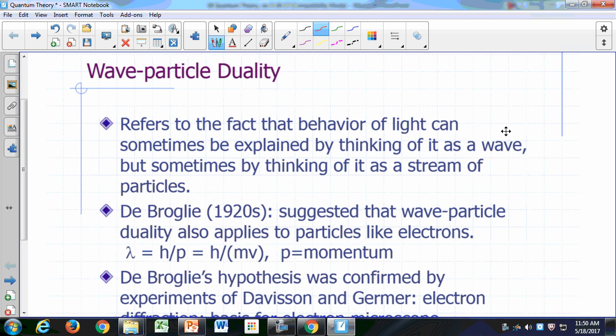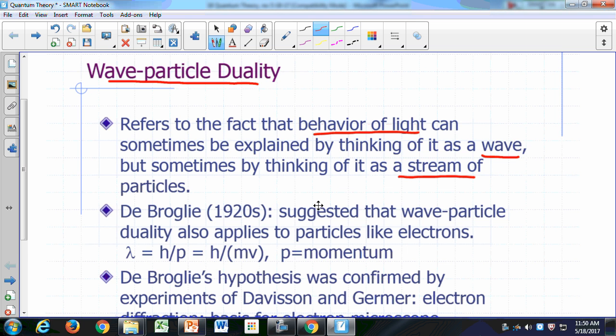The term wave-particle duality refers to the fact that the behavior of light can sometimes be explained by thinking of it as a wave, but sometimes the only way you can explain it is by thinking of it as a stream of particles. So we say light has a dual nature. It's either a wave or a particle depending on the phenomenon being observed.